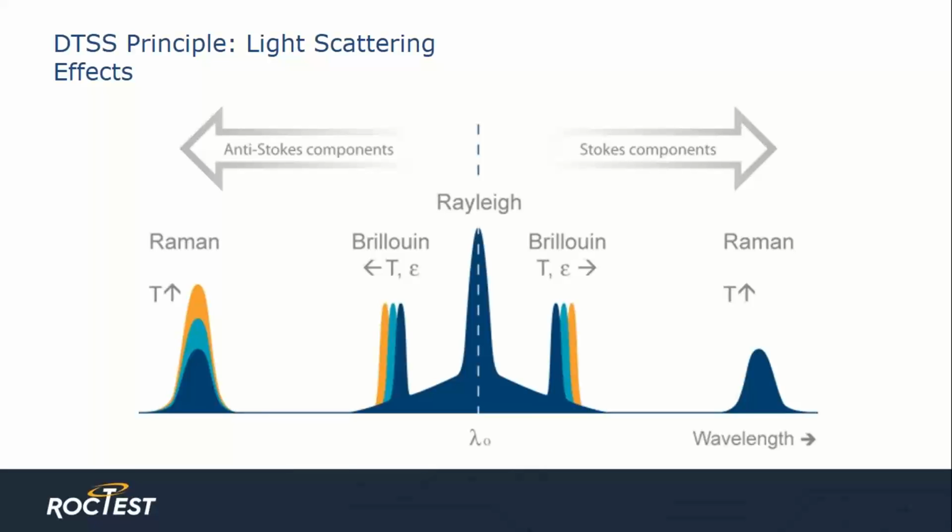What you can see here is actually the frequency domain of a scattering process used for sensing applications. You see the Rayleigh components, which is a pure distributed reflection with random amplitude. Then the Raman scattering magnitude is temperature dependent, and finally the Brillouin frequency shifts are temperature and strain dependent.